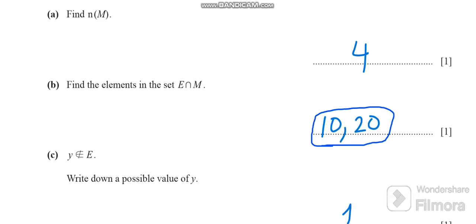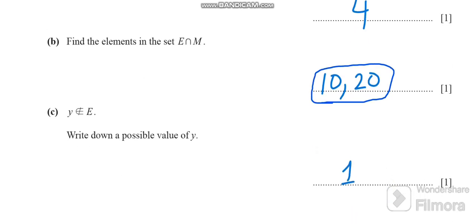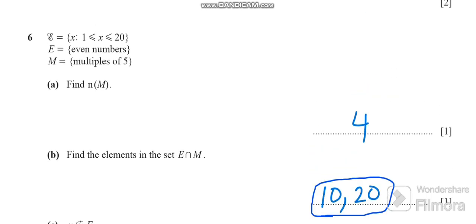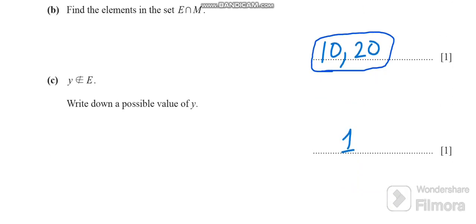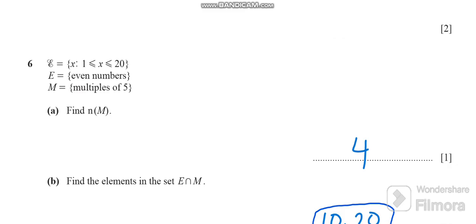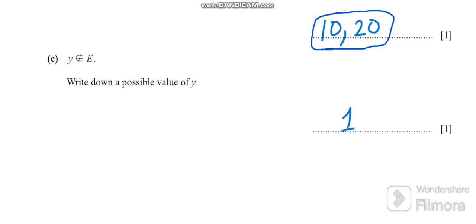Then part C states y is not included in E. So what is not included in E, which is 1, because that's the smallest value which is not an even number. So 1 will be the answer.